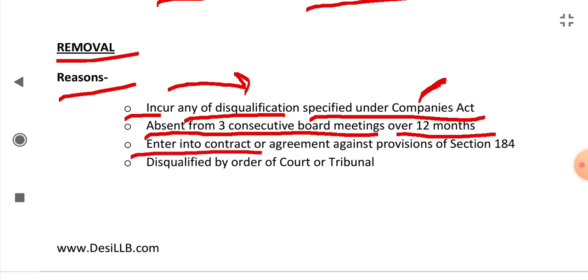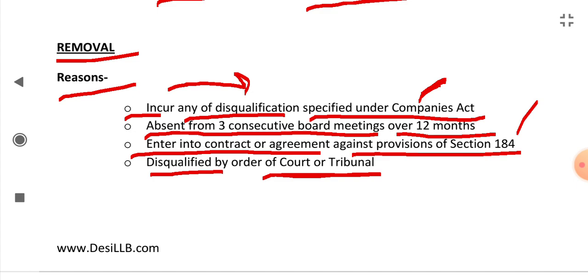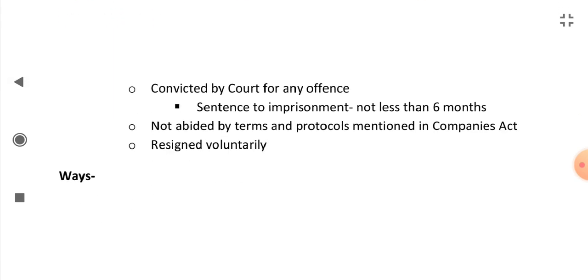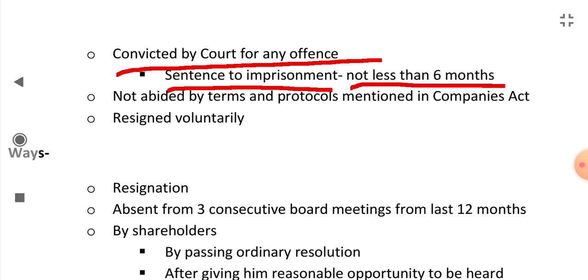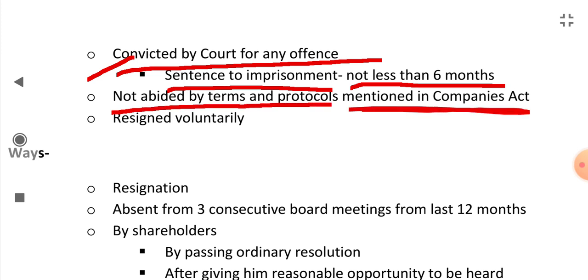Entering into a contract or agreement against the provisions of section 184. If he is making any contract or agreement which is against the provisions or rules of section 184, then he will be removed. If he is disqualified by order of a court or tribunal, in that condition also, he will be removed. Or he is convicted by a court for any offense in which he is sentenced to imprisonment of not less than 6 months, in that condition also he will be removed. Or if he does not abide by the terms and protocols mentioned in the Companies Act, in that condition he will be removed. Or he resigns voluntarily.